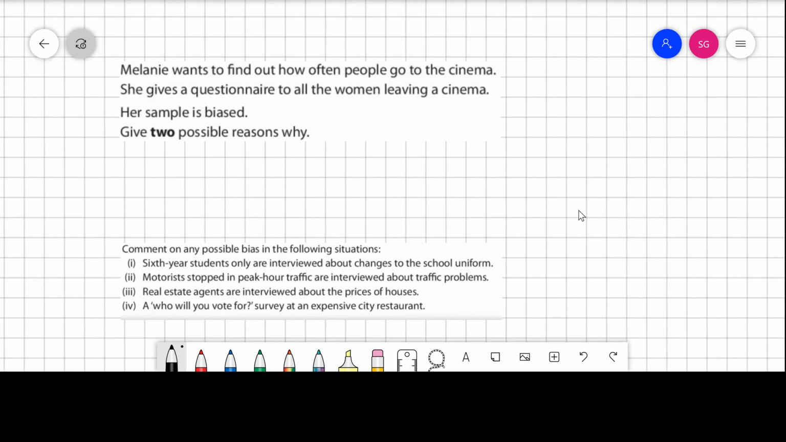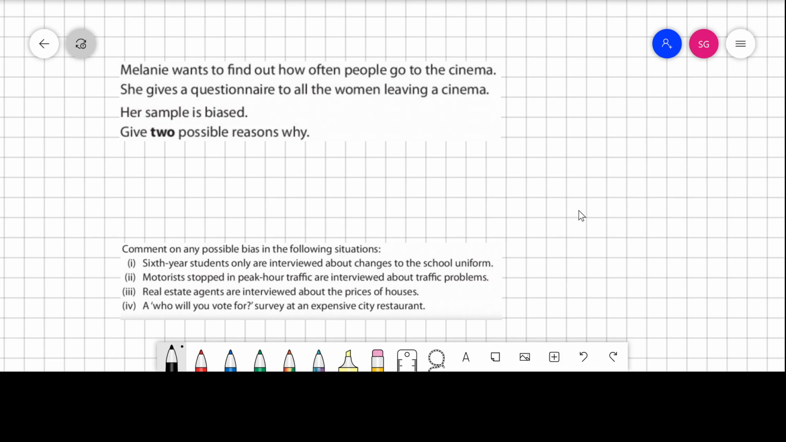So Melanie wants to find out how often people go to the cinema. She gives a questionnaire to all the women leaving a cinema. Her sample is biased. Give 2 possible reasons why. Now, I can actually technically see 3. What I'd say is, okay, the first reason why this is biased is that she is giving questionnaires to people leaving a cinema.